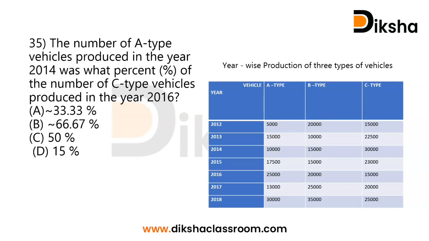It's an easy one. And the last question for the day from data interpretation. The number of A-type vehicles produced in the year 2014 was what percent of the number of C-type vehicles produced in the year 2016? Again, it's a percentage type question.